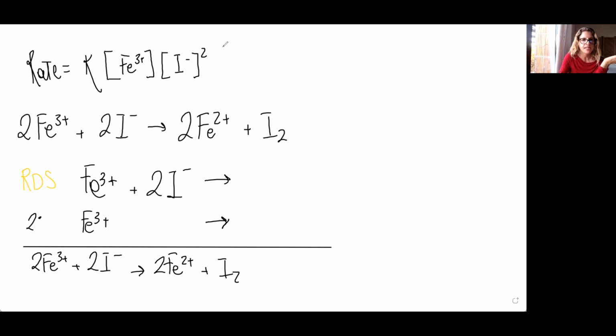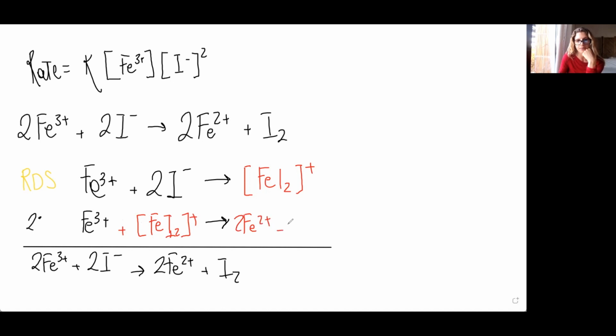Could be another intermediate, like Fe bonding with I2. That would overall have a charge, actually. So if it's 3 plus, then it would be 1 plus left. Good. And that would be the intermediate that reacts in the second step. Because those two would react together, it would give us both of the products in the second step. Good.